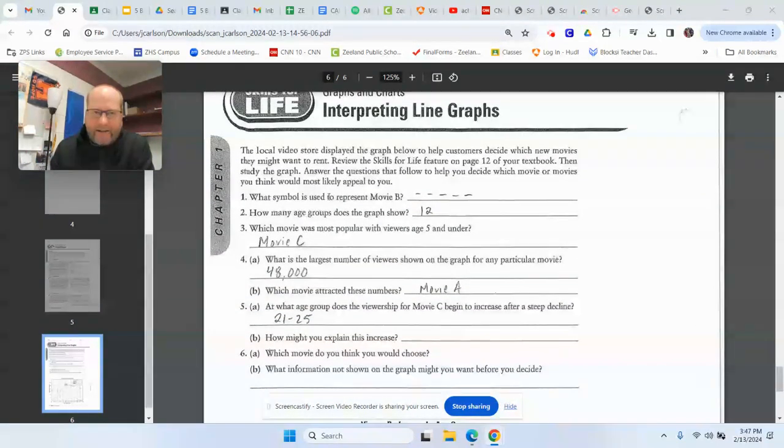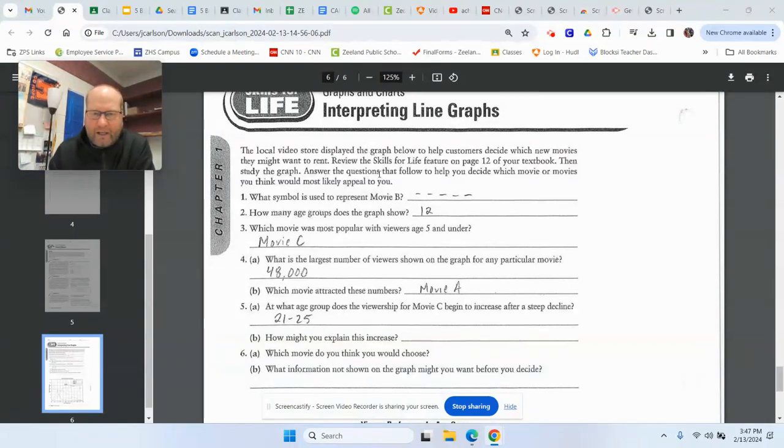All right, then lastly, the local video store displayed the graph below to help consumers decide which new movies they might want to rent. Review the Skills for Life feature on page 12, which we didn't have. That's okay. Then study the graph. Answer the questions that follow to help you decide which movie or movies you think would most likely appeal to you. So the first one, it just helps you out reading the graph.